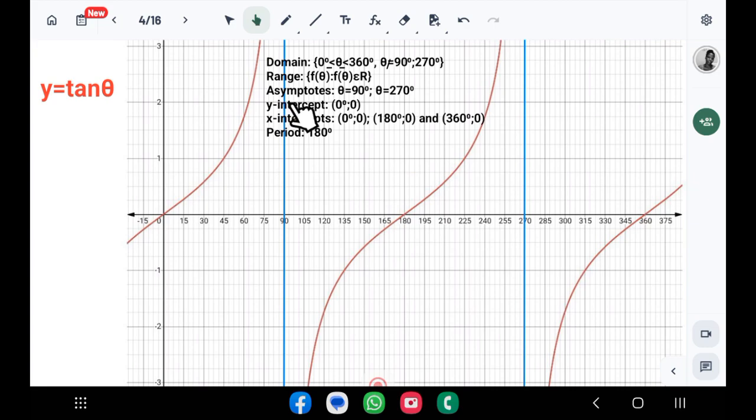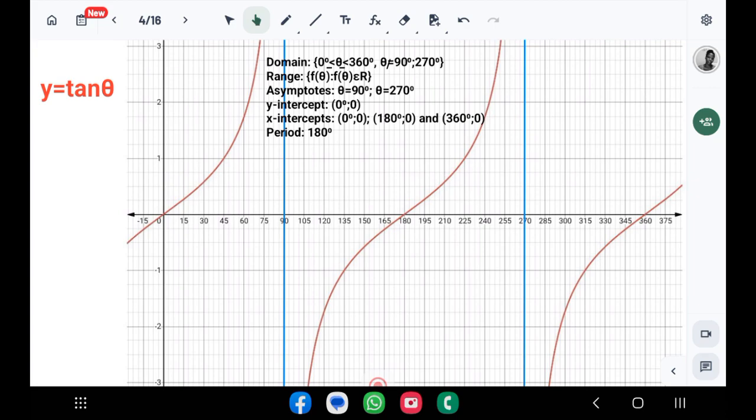Your asymptotes, that's where your domain is undefined. They are at 90 degrees and 270 degrees. They are the blue lines. Then your y-intercept is at the origin, your x-intercepts at 0 degrees and 0, 180 degrees and 0, and 360 degrees and 0. And the period, very important. The period for the tangent graph is 180 degrees. Reason being that it takes 180 degrees for a complete cycle to be fulfilled.